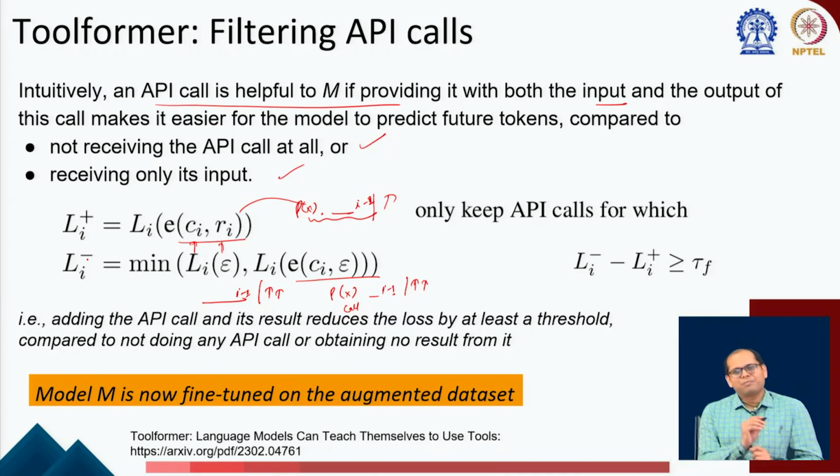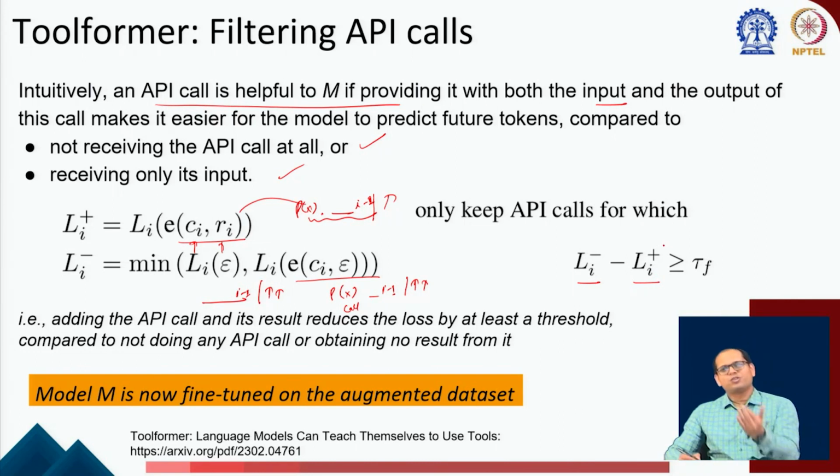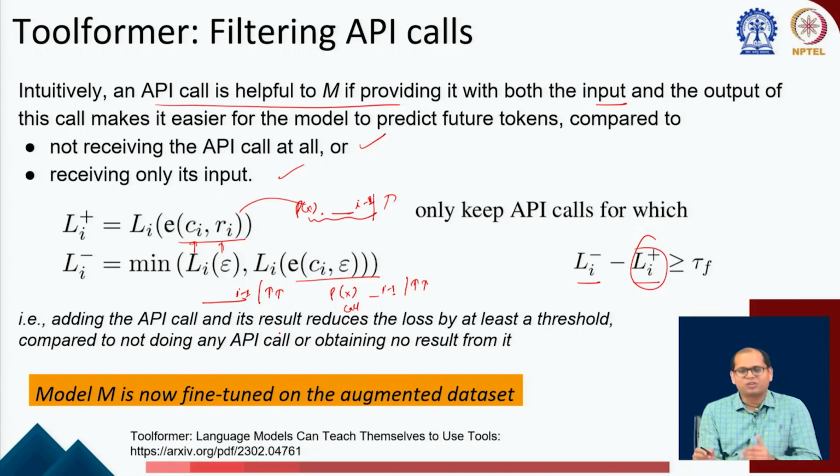Now I will only keep the calls for which L_i minus minus L_i plus is greater than a threshold, because my loss should decrease, right? L_i plus should be smaller than L_i minus for it to be useful. So I find the useful calls. Adding the API call and the result should reduce the loss by at least a threshold compared to not doing the API call at all, or adding no result from it. So that's all. Now you have a specific framework by which you can decide whether or not to add this particular API.